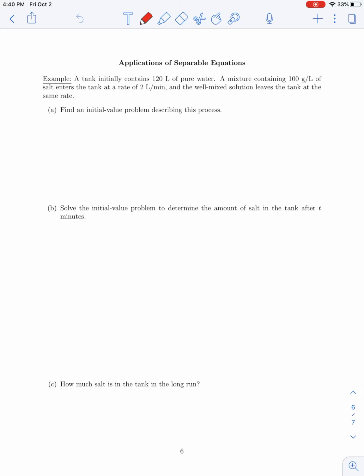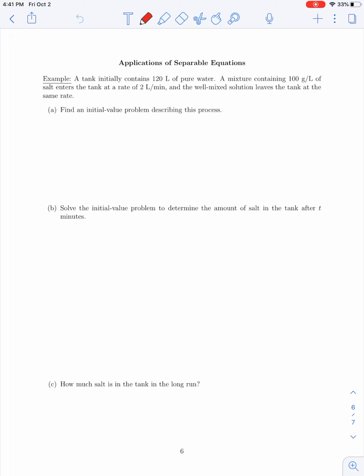Now the biggest application of differential equations is in mathematical modeling. So generally, a mathematical model is an equation or maybe some system of equations which can be used to describe some physical process. So we'll start considering some applications of separable equations in math modeling. And this first example that we will look at is what is typically called a tank mixing problem. And this is a pretty classic problem in either a Calculus 2 class or an introductory differential equations class.